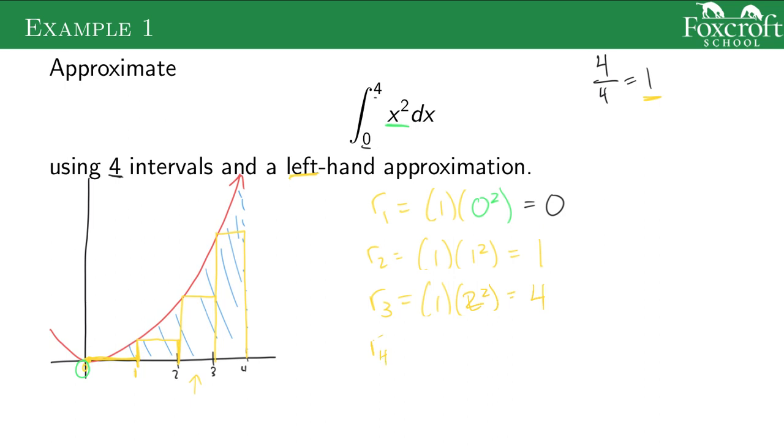And the last one, the width is 1. And my fourth rectangle, 3 is on the left, so I'm going to plug 3 into my equation and get 9. And my final answer for my area is I just add all these rectangles together, and I get 14. So my first estimate for the area under x squared from 0 to 4 is 14.